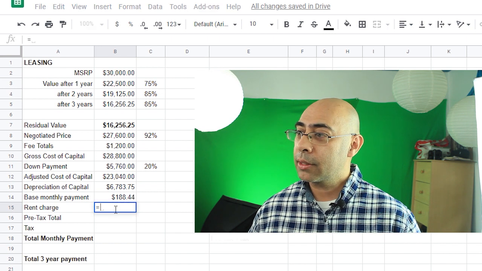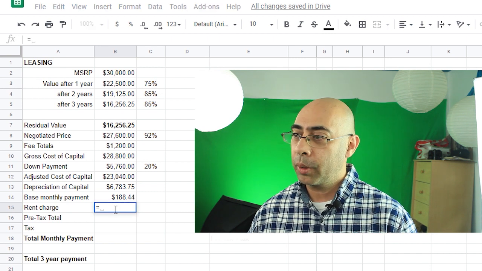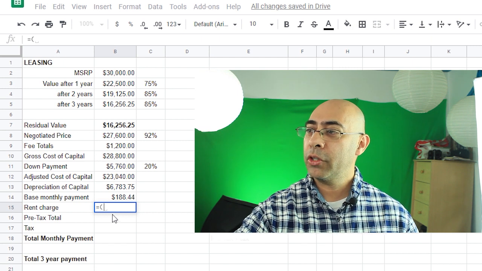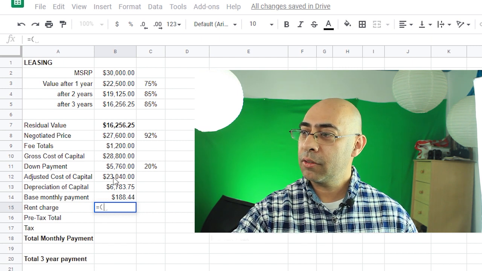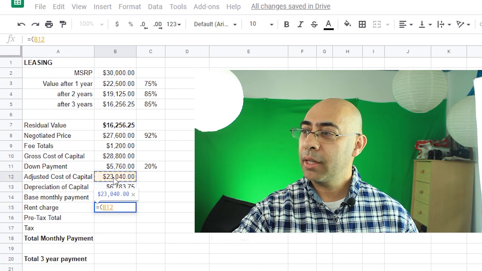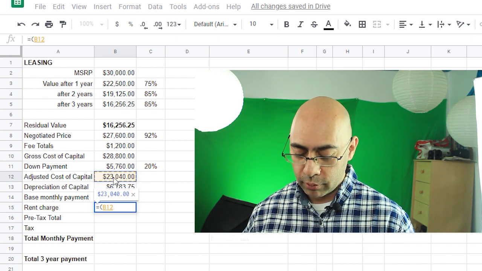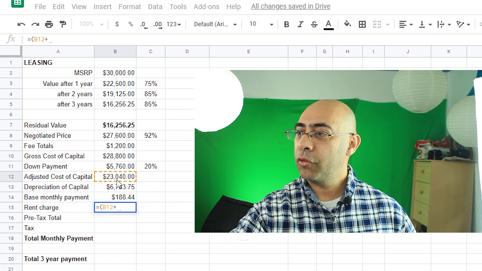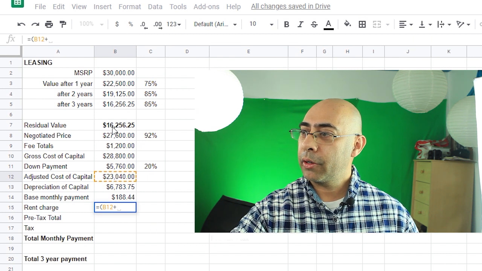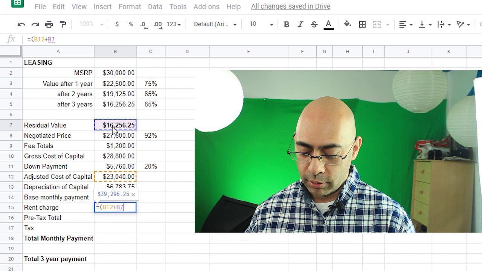But the formula is just equal. We'll open a parenthesis because we want to add some numbers first. We want to add our adjusted cost of capital, which is $23,040, plus the residual value, so plus, and the residual value is right up there, $16,000.